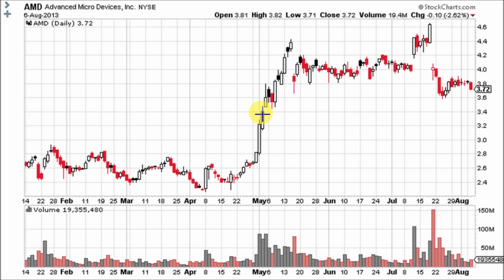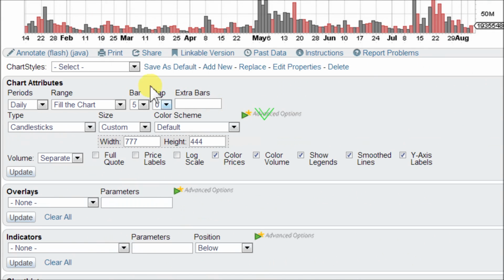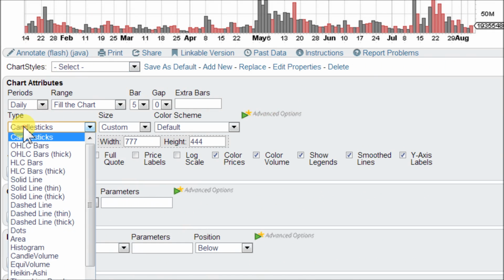Arms created EquiVolume charts to display price ranges and volume. Ease of movement takes EquiVolume charts to the next level by quantifying the price-volume relationship and showing the results as an oscillator. Now, first of all, let's go ahead and load up his EquiVolume charts here on this chart of AMD here at StockCharts.com. Now, in the chart attributes area, the type of chart, EquiVolume.